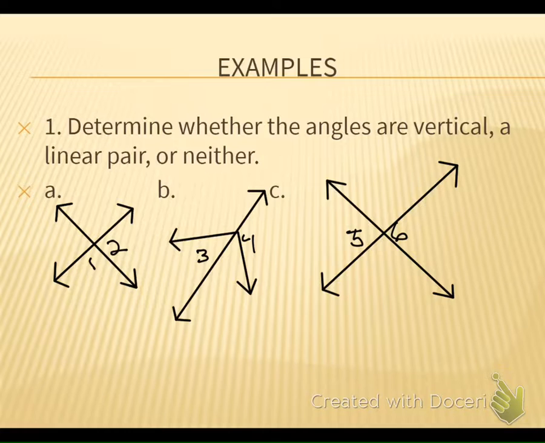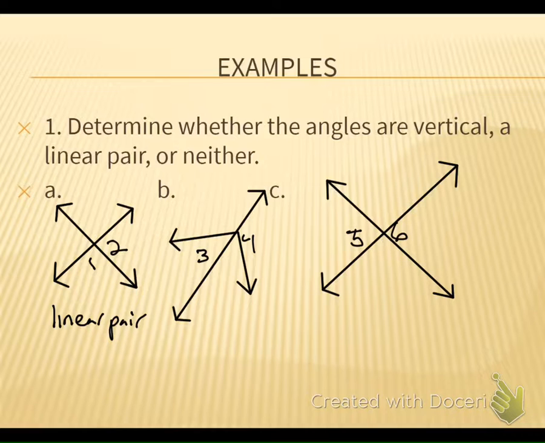For this example, we want to determine whether the angles are vertical, linear pairs, or neither. So right here, we have angle 1 and 2. Which one do you think this is going to be? It's going to be a linear pair, right? Shared vertex, common side, so they're adjacent. The non-common sides lie on the same line. We see that it's a linear pair. Okay, I'm going to skip B for a second. We're going to go on to C.